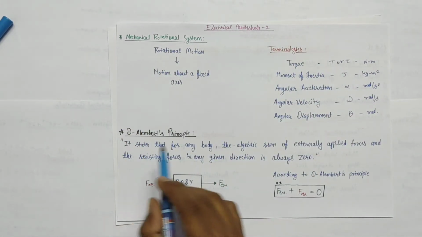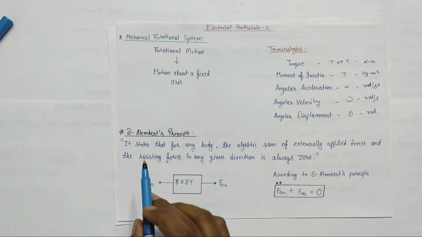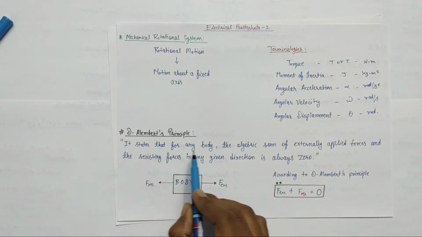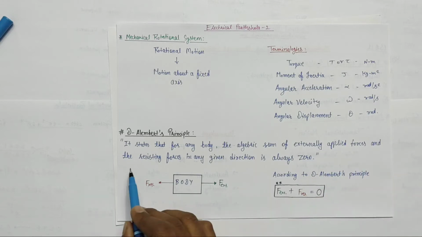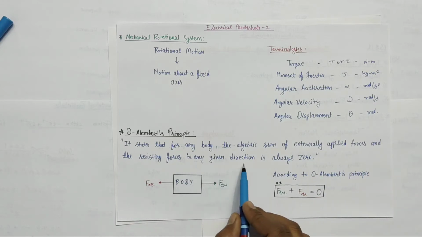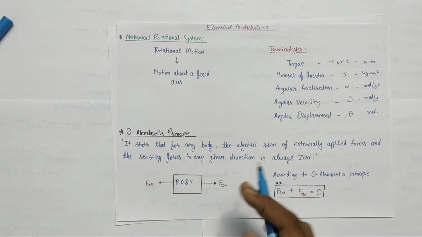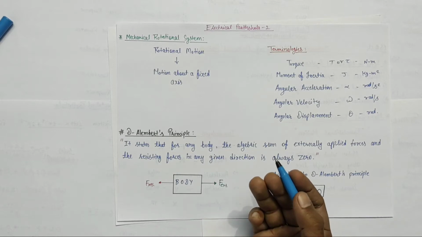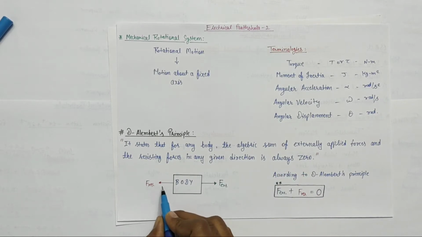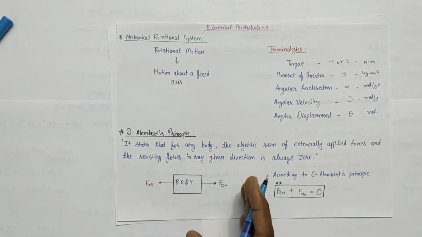So our next topic is D'Alembert's principle. Let's first talk about the statement. So it states that for any body, the algebraic sum of externally applied forces and the resisting forces in any given direction is always zero. Let's understand this statement. So when an external force is applied on a body, then due to some basic elements, there will always be some resisting forces which will oppose the motion of the body.